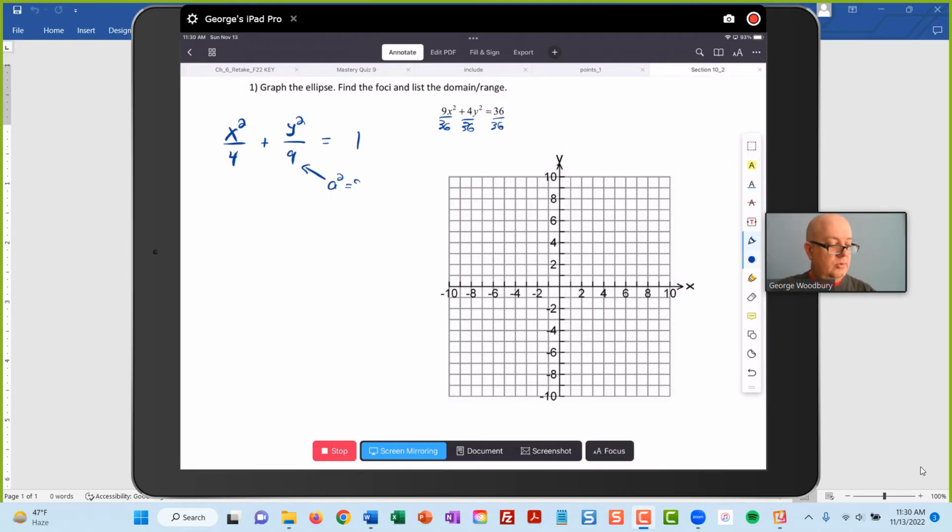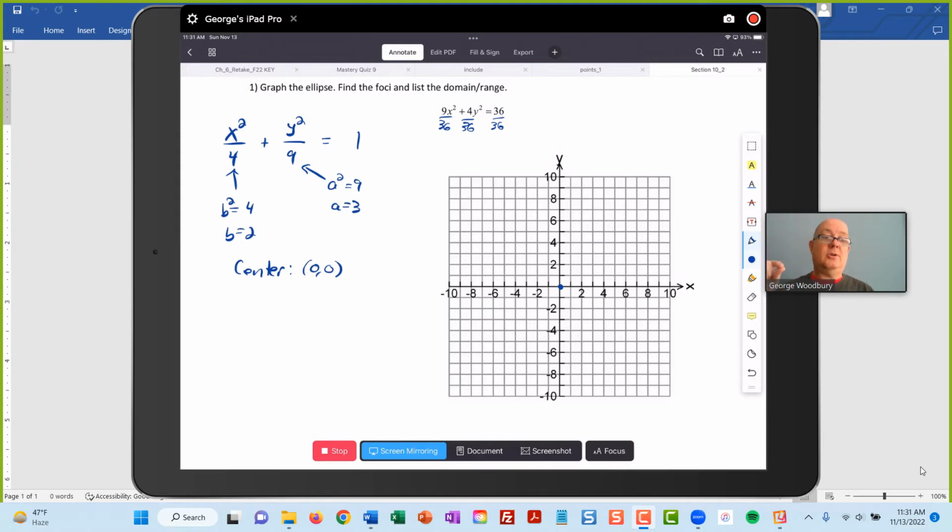A squared equals 9, so a is 3. B squared equals 4, so b is 2. And for the center, there's not a value being subtracted from either x or y before being squared, so the center is at 0, 0. In terms of graphing it, not worrying about the foci yet, but just graphing the ellipse, put a point at the center, 0, 0.